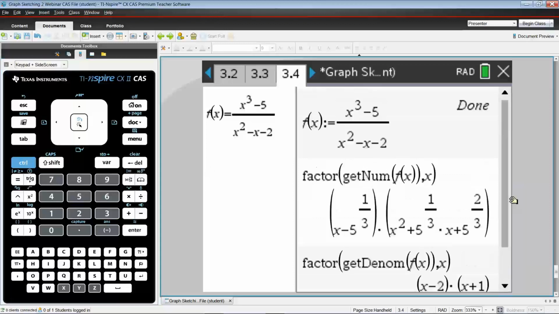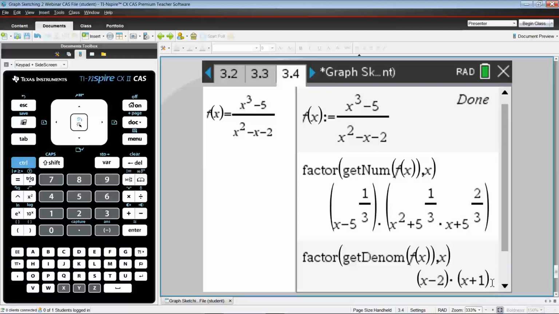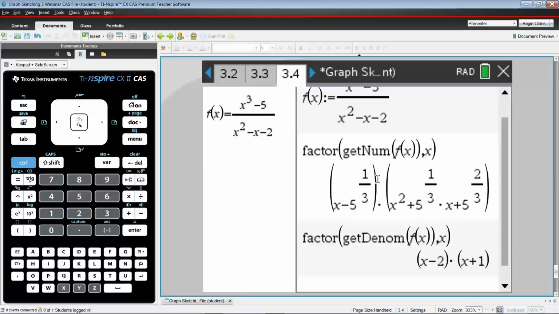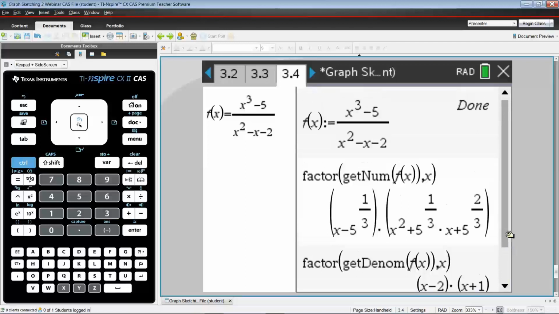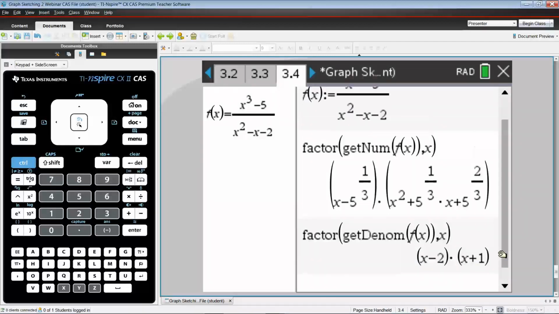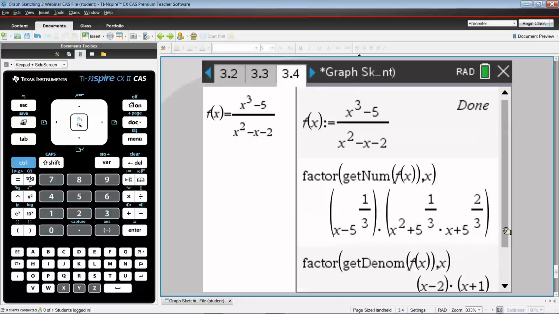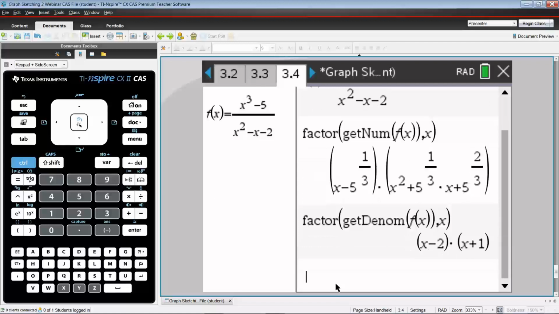Okay, so the denominator, of course, factorizes nice and easily to x minus 2, x plus 1. As you can see, the numerator and denominator do not share any factors in common, and therefore we're not going to get any points of discontinuity that look like holes. However, we are going to get some vertical asymptotes. Let's go and find them.